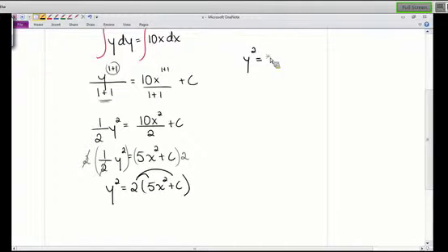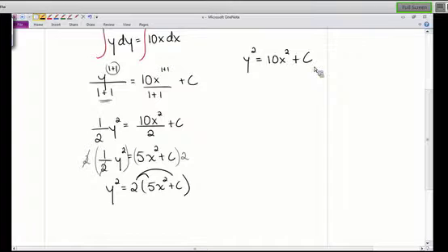So when we distribute 2, we're going to get 10x squared. Now, 2 times our constant c is just going to multiply and give us another constant, which we'll label as c. So when we're multiplying 2 times c, a number times another number, it's just going to give you another number. So we're representing that number as c.